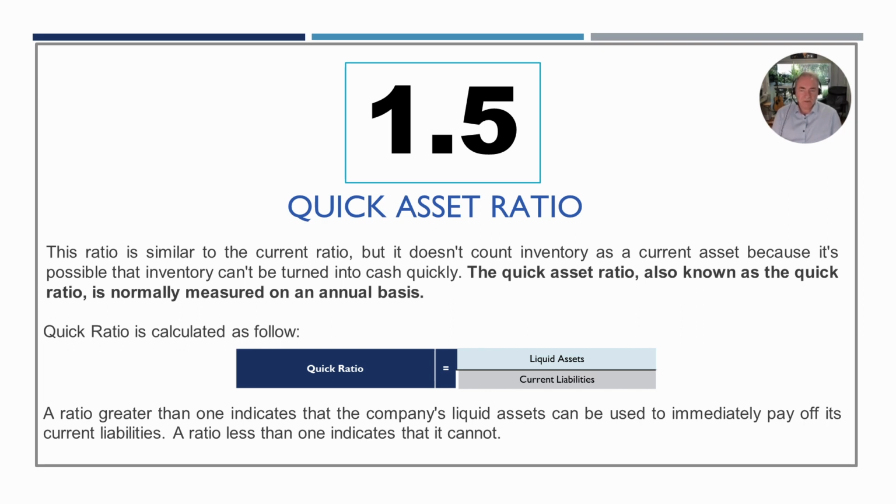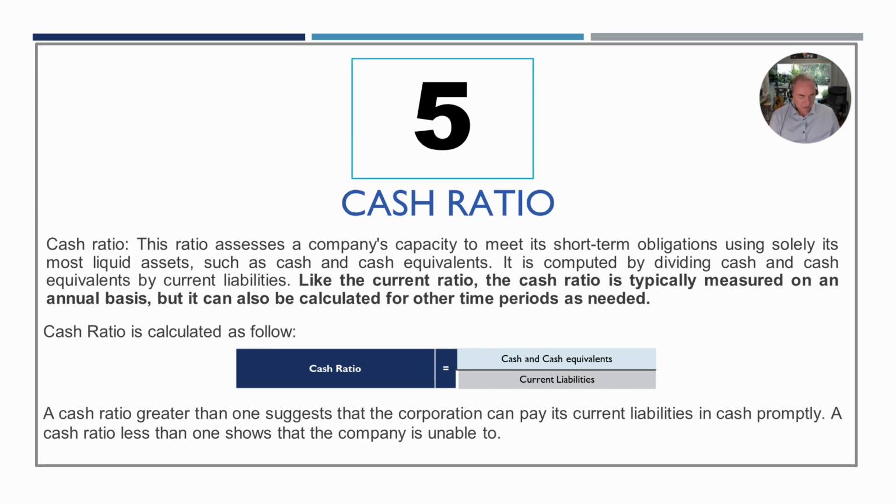The quick asset ratio is similar to the current ratio, but it doesn't count inventory as a current asset because it's possible that the inventory can't be turned into cash quickly. And that's very true. If you had, say, $1 million worth of stock, you can't turn that into cash quickly. So the quick asset ratio does the same thing. It's liquid assets divided by the current liabilities that you have.